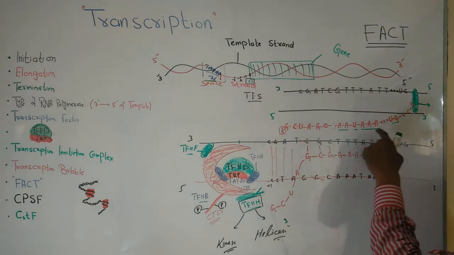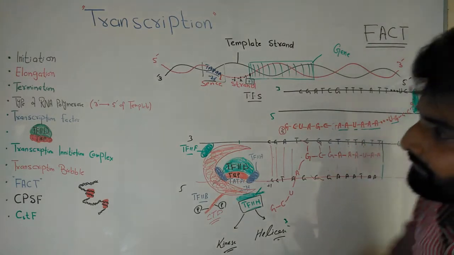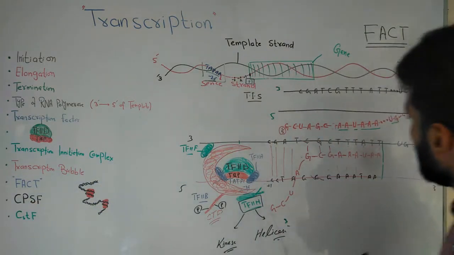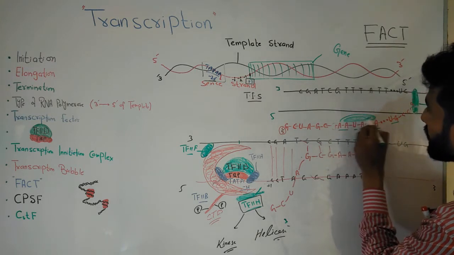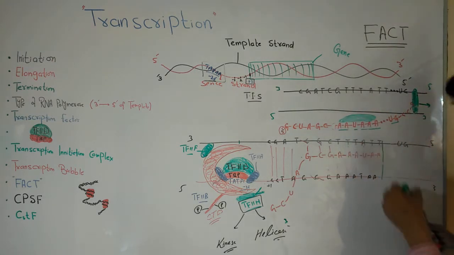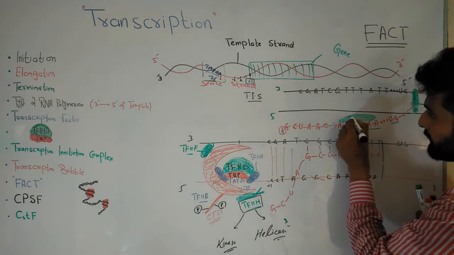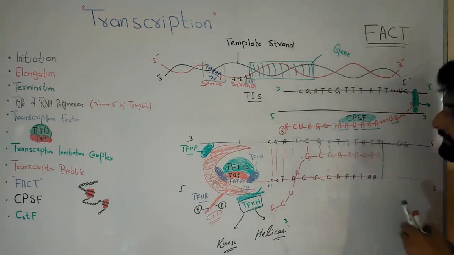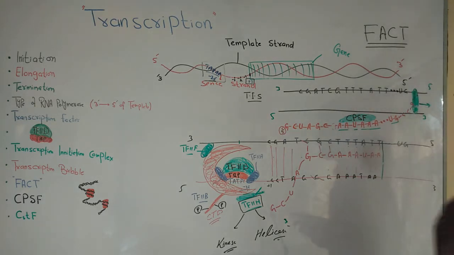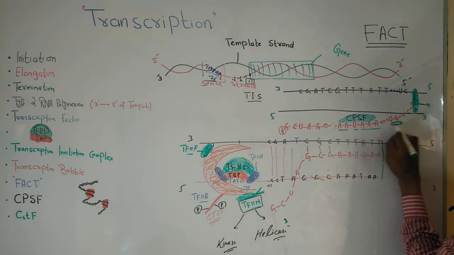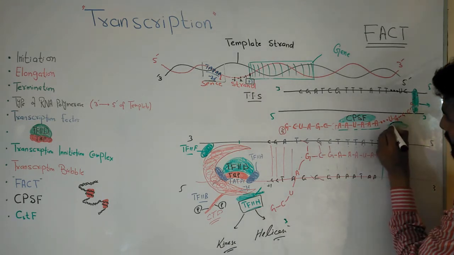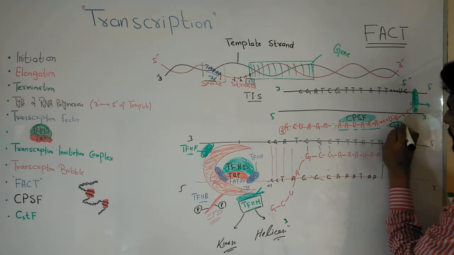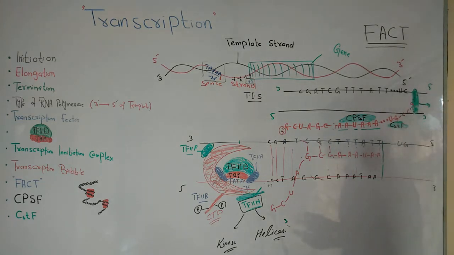Now what will happen? This sequence is recognized by this protein, CPSF protein, and this protein will come and attach over there. CPSF. Similarly, the UG-rich area will be recognized by CSTF protein, and it will attach on the UG-rich area.